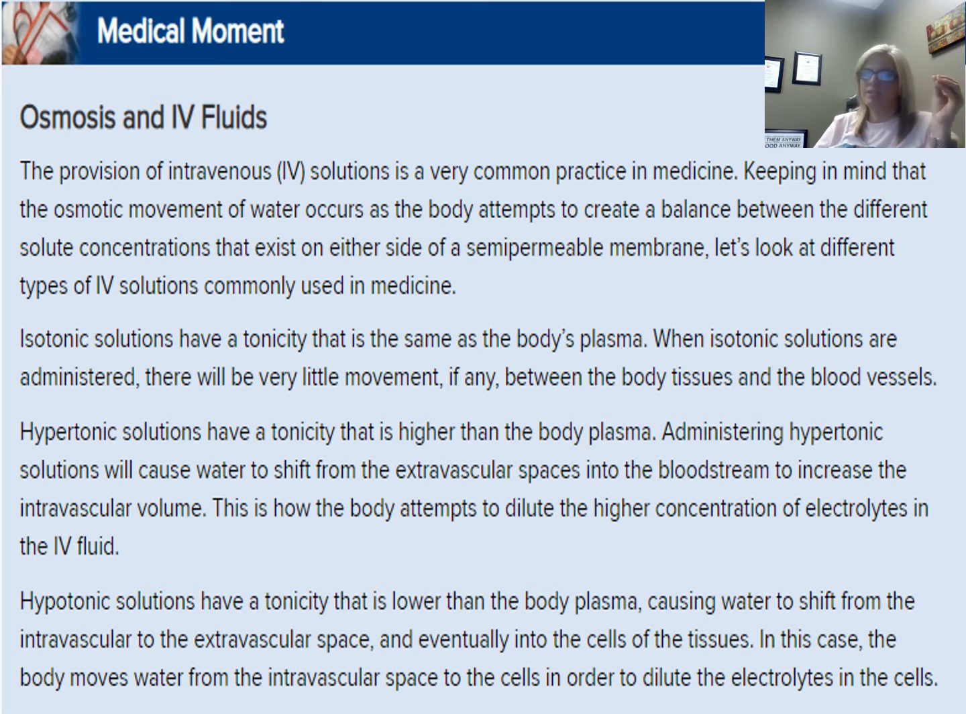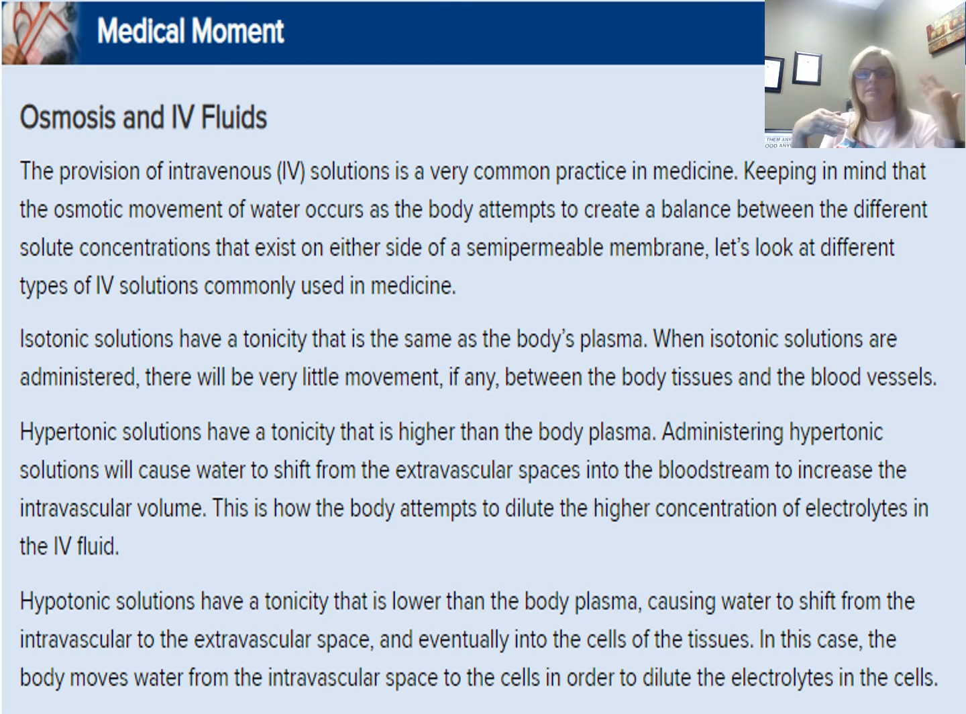Isotonic solutions have tonicity that is the same, of course, iso meaning the same, as the body's plasma. So when these are administered, there's not going to be a ton of movement, if any, between the tissues and the blood vessels, all right? Hypertonic solutions are going to have, of course, a tonicity that is higher than that in the body. So administering a hypertonic solution will cause water to shift from those extravascular, outside the vessel spaces, into the bloodstream, which will increase the volume of those vessels.